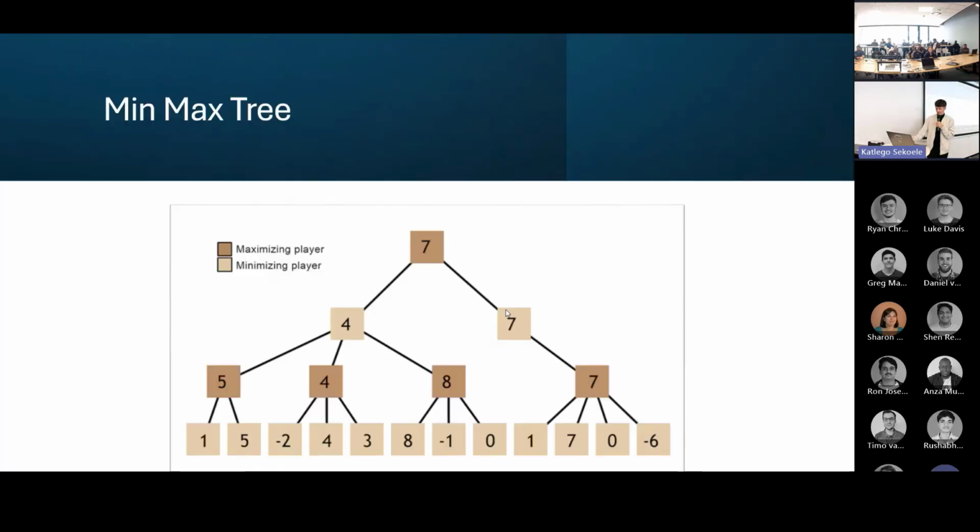But then I used alpha-beta pruning just to optimize it a bit more, because you don't want to be searching every possible move, because that would just take too long.